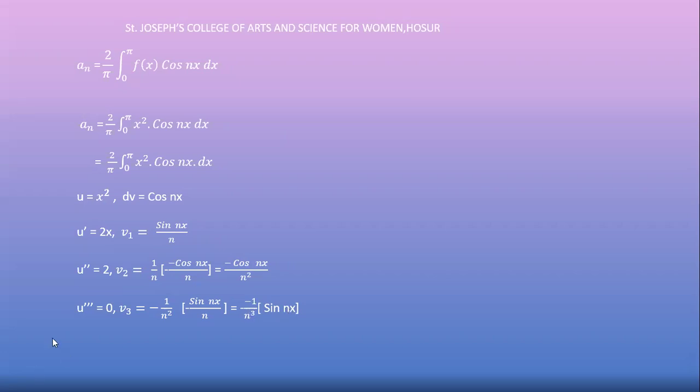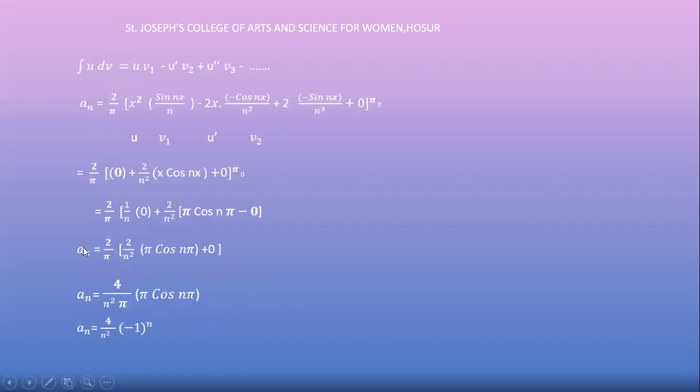Next, we are going to substitute all these in the Bernoulli's formula. Integral u dv is equal to u v1 minus u dash v2 plus u double dash v3. So what is an? An we are finding. An is equal to 2 by pi. So what is u? U is x square. V1 is minus sin nx by n.